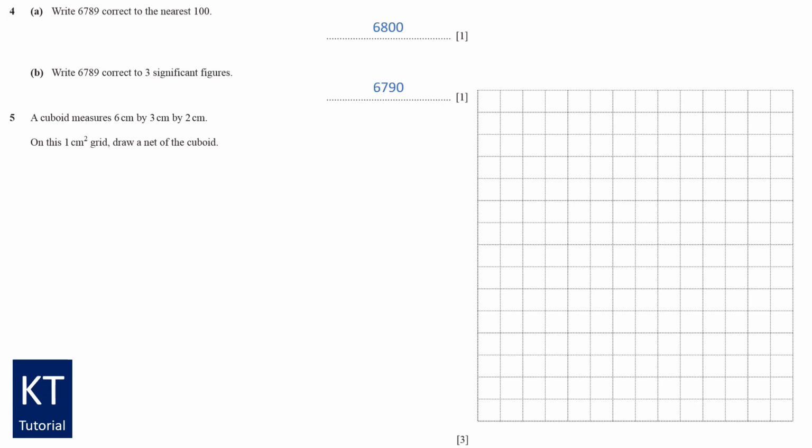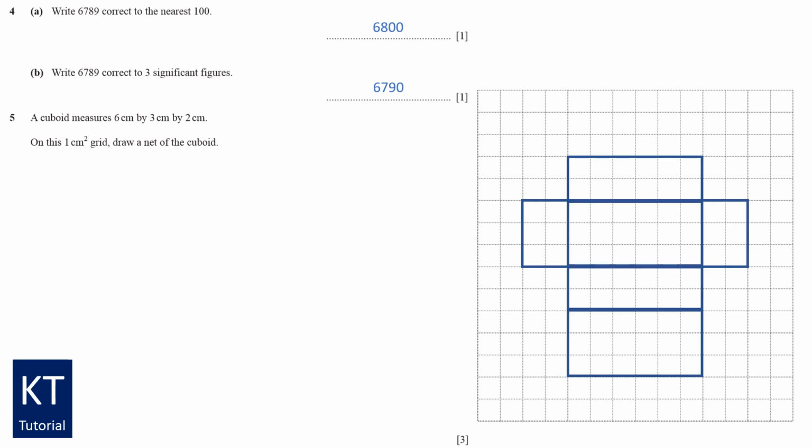Question 5. A cuboid measures 6 cm by 3 cm by 2 cm. On this 1 cm square grid, draw a net of the cuboid. One example of the required answer is as shown on the diagram.